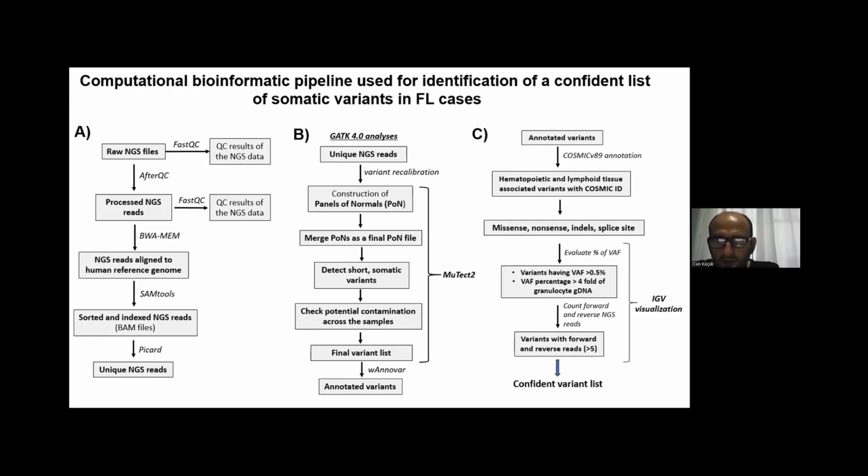I will not get into so much detail, but we used a very meticulous approach in order to identify the confident variant list. An important point I want to mention here is that we used a variant calling algorithm program called MuTect2 that can identify somatic variants with low variant allele fractions. And we also focused our study on the COSMIC annotated variants that are also implicated in hematological cancers. And we identified missense, nonsense, indels, and splice site small mutations, and generated a confident variant list.